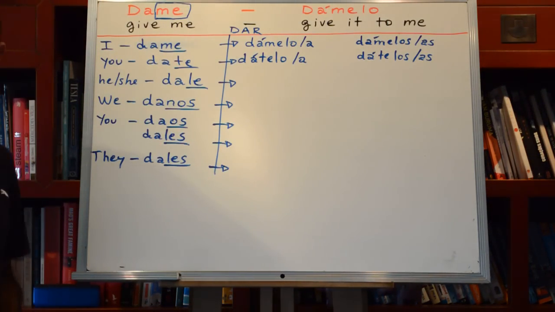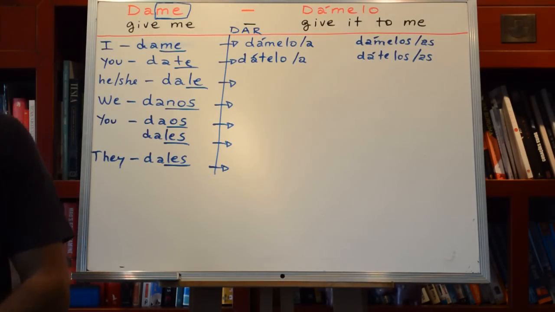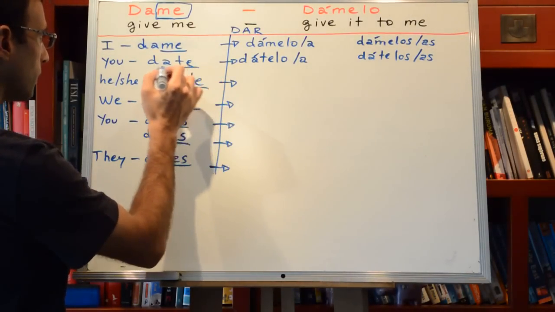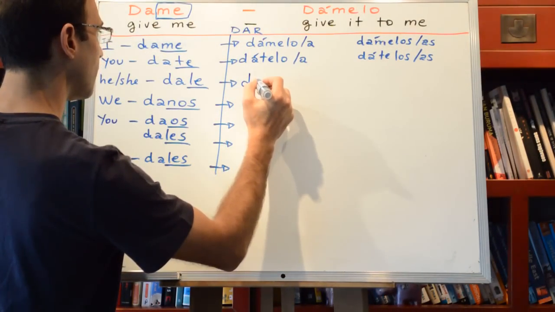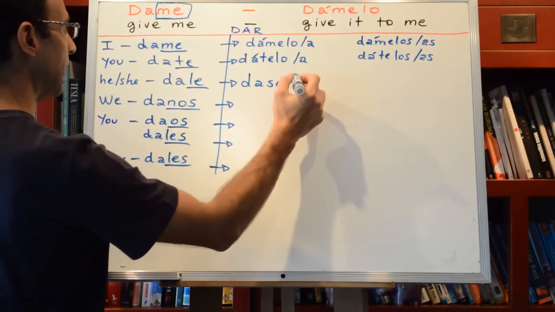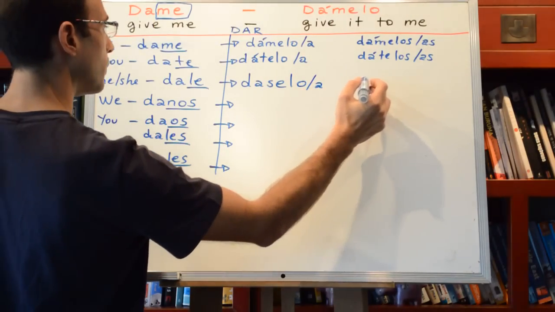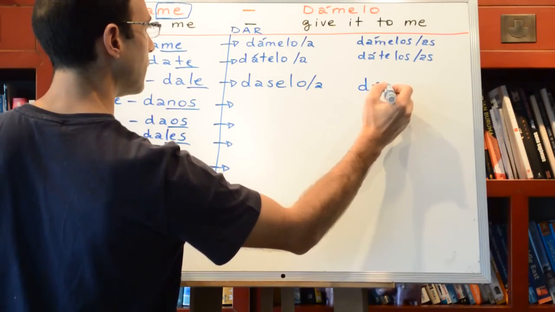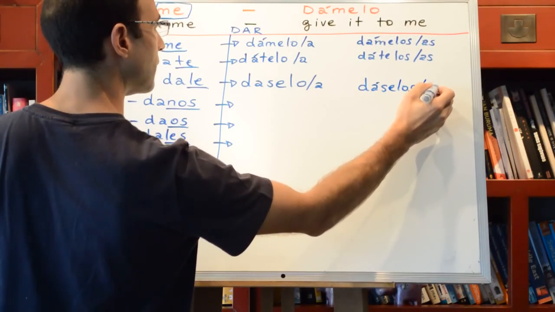For he, she, it, right? Give them to him, or give it to him, would be this plus the complement, right? Actually, we would say dáselo, right? Or dáselos, dáselas.